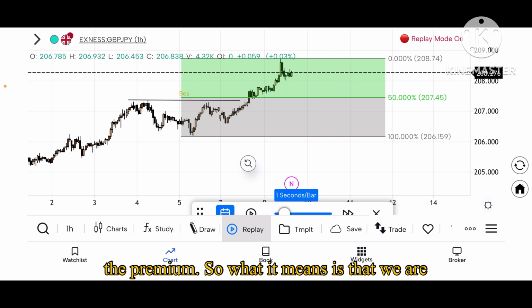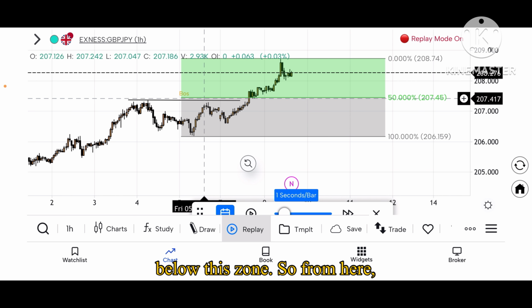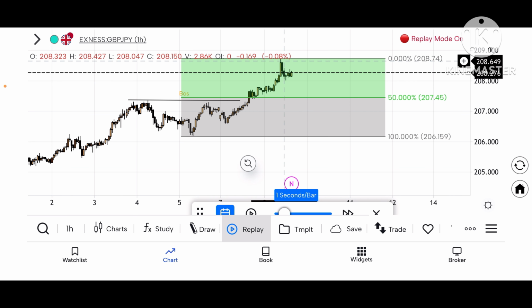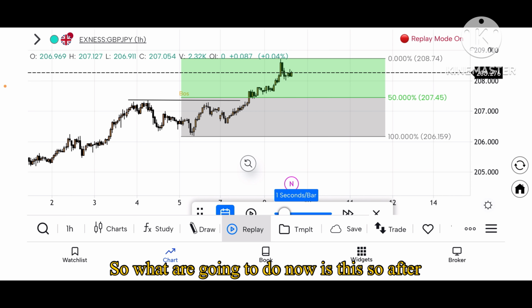So what it means is that we are only going to look for buying opportunities below this zone. So from here we can start looking for buying opportunities, but anything above here we ignore the market. So even though there's a buying opportunity in the premium zone, we just ignore it. If you guys understand, it's very, very simple. So what we're going to do now is this.